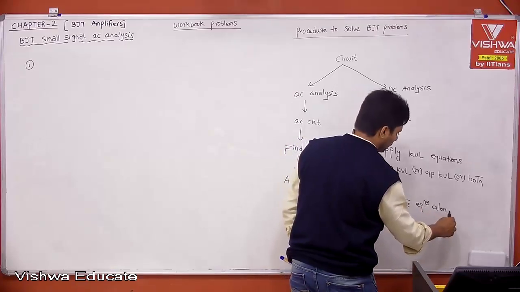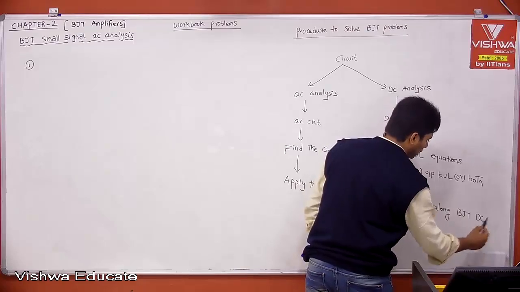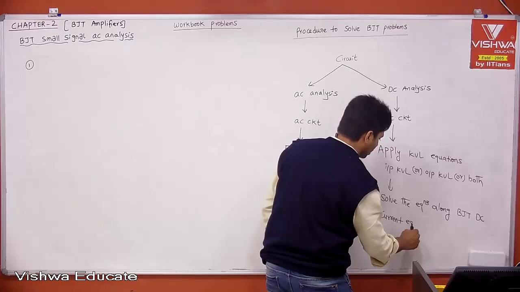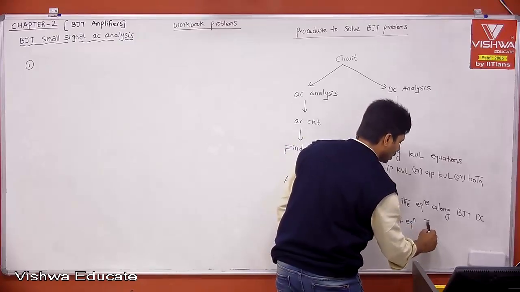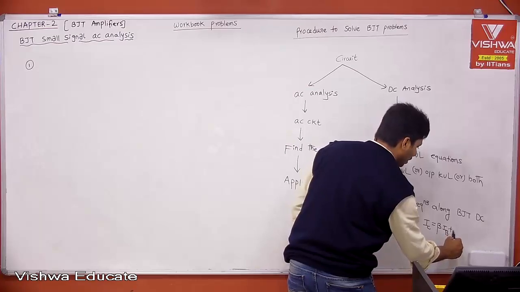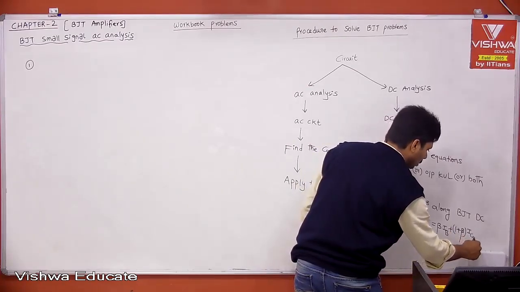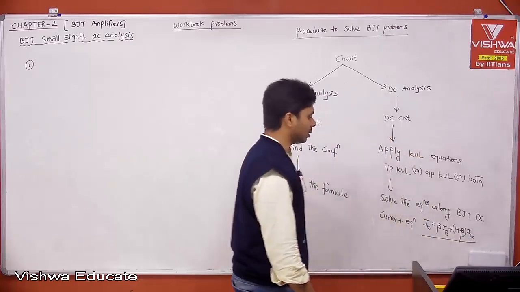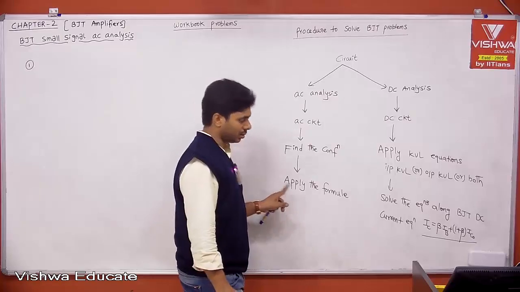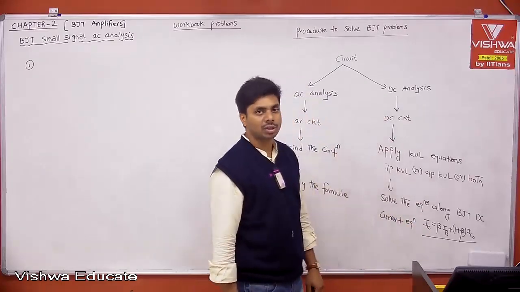Solve the equations along with the BJT DC current equation. What is the BJT DC current equation? IC is equal to beta into IB plus 1 plus beta into ICO. This is the BJT DC equation, and this is not valid for AC analysis. This is valid only for DC analysis, and only when the transistor is in active region.